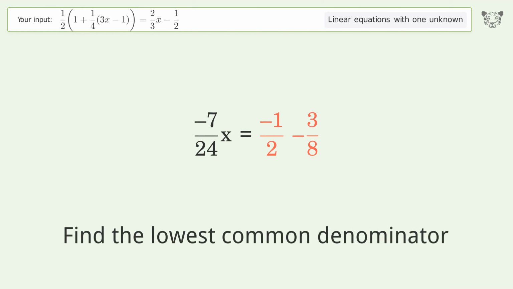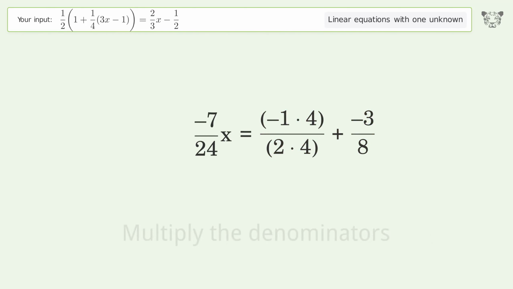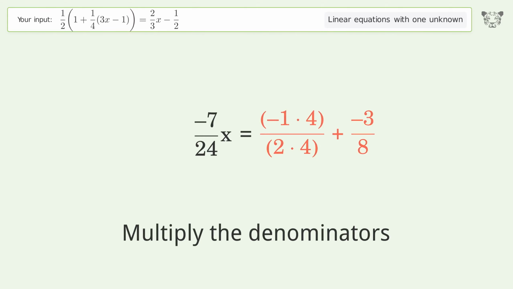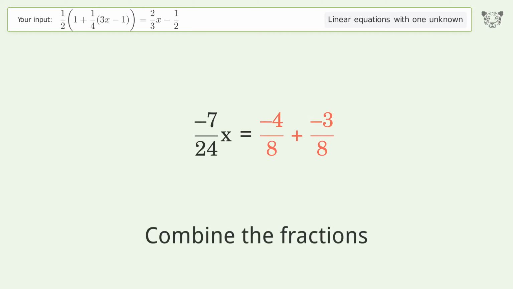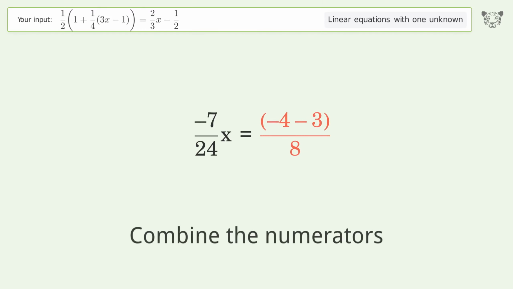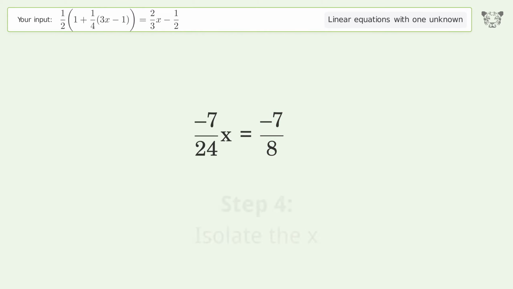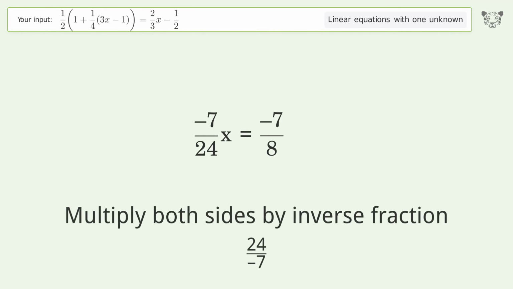Find the lowest common denominator. Multiply the denominators. Multiply the numerators. Combine the fractions. Combine the numerators. Isolate the x. Multiply both sides by the inverse fraction 24 over -7.